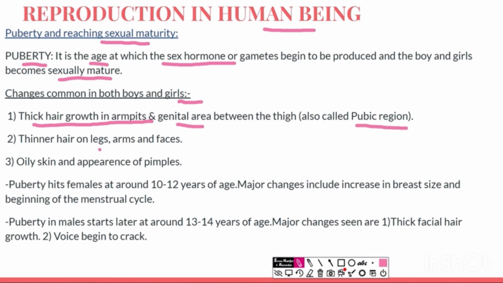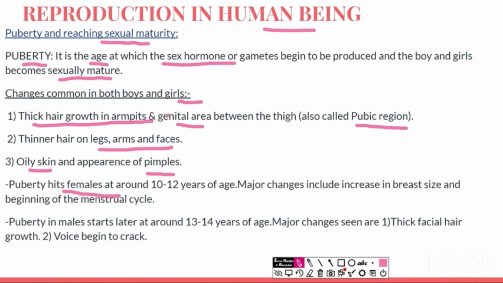Then we have thin hair on legs, arms and face. On the face as well we see a lot of hair growth. The skin gets very oily, and due to this oily skin there is appearance of pimples. The skin gets oily because the activity of the glands present in the skin, the sweat glands, increases during puberty. Due to this increased activity, the skin starts getting oily, and we see a lot of pimples on the faces of these young children. Females hit puberty earlier than males.